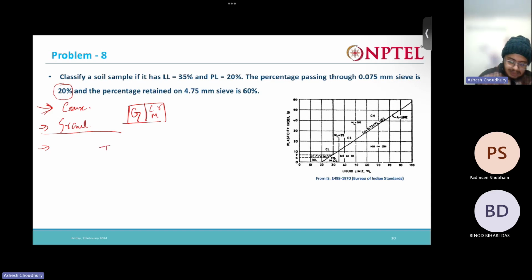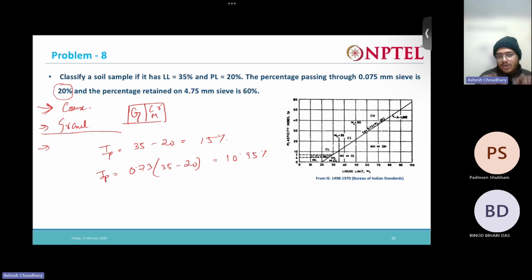Now, what is the plasticity index? In our case, 35 minus 20, 15%. And what is the plasticity index from the A line? Obviously 15% is greater than 10.95%. That is, this is plotting above the A line. So definitely it is GC. Very good. Shubham, you have correctly identified that it is going to be C.